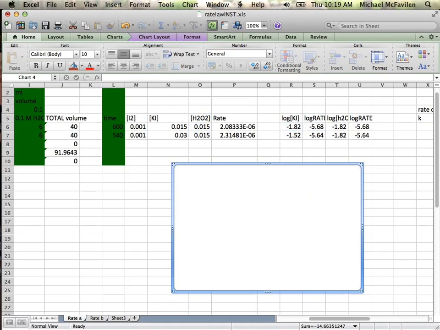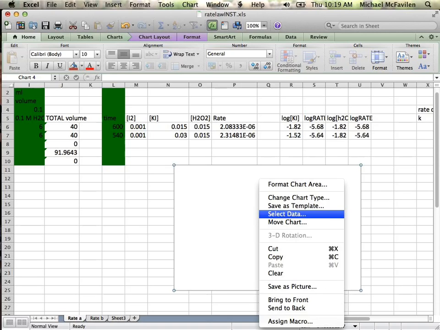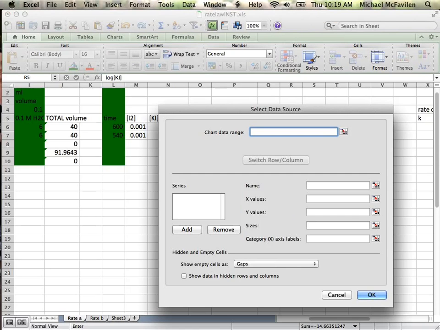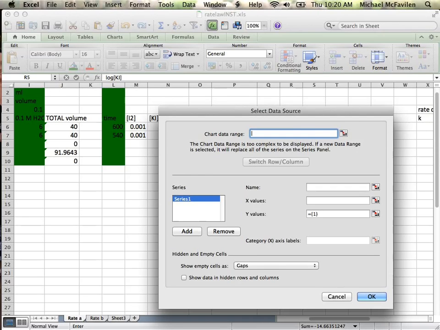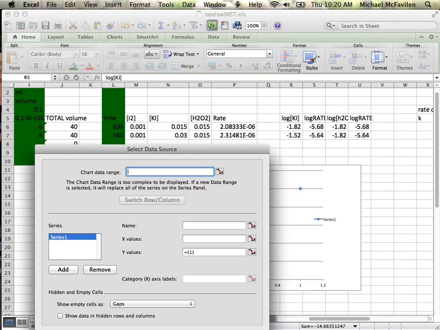So to go through and do this, since this file is already up there, you can take a look at it. You can click on that window, right-click, select data. You may have to add a series. Your window may look slightly different depending on which version you're using. You need an extra series in there. For me, I'd like to name it. I'd like to say this was for iodide order so that I can determine that.